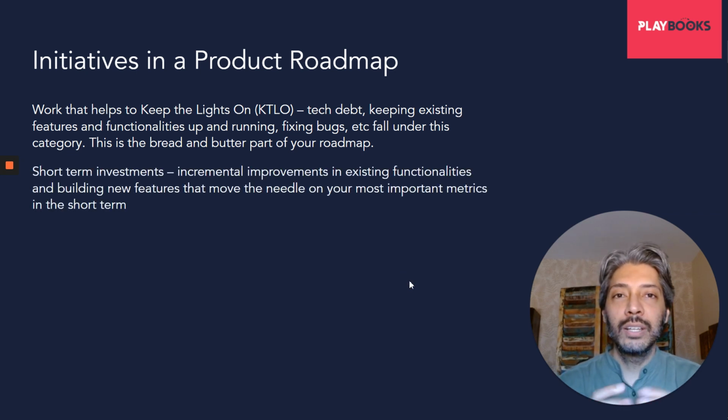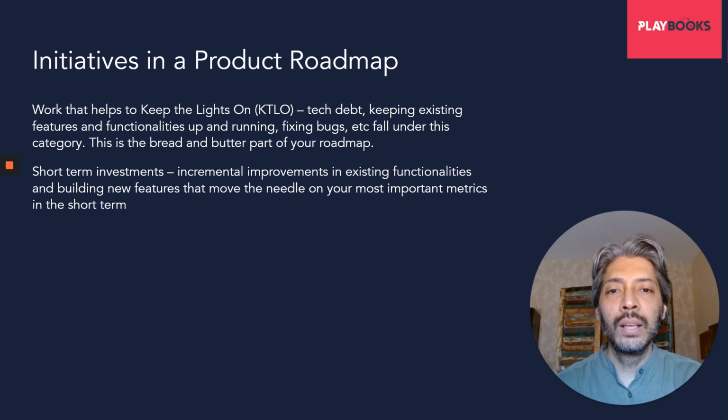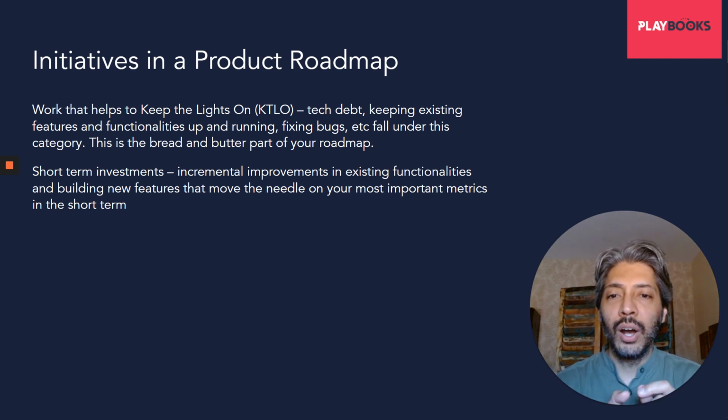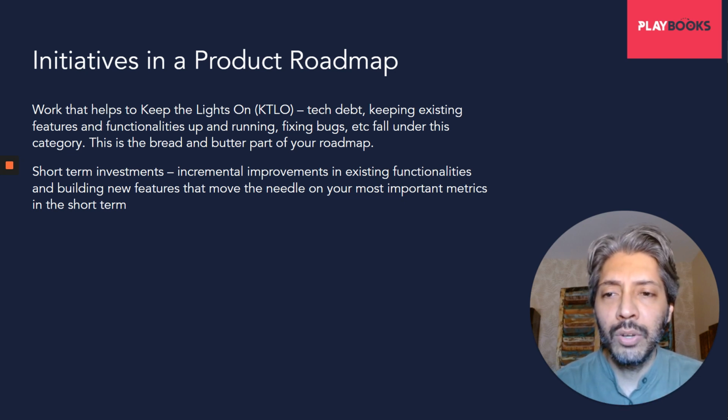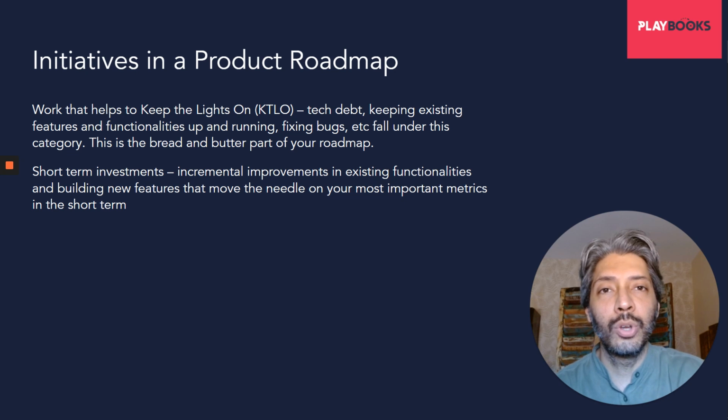The second category is short-term investments that you make in your product. This is about improving the functionality that already exists in your product, or building new features that move the needle for your most important metrics. But these are essentially smaller investments over a shorter period of time for continuously improving your product.